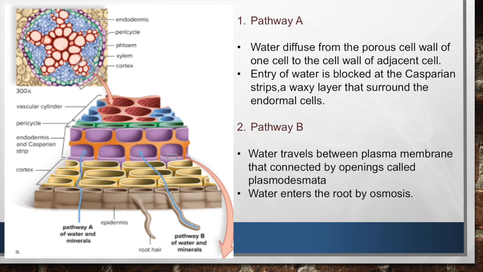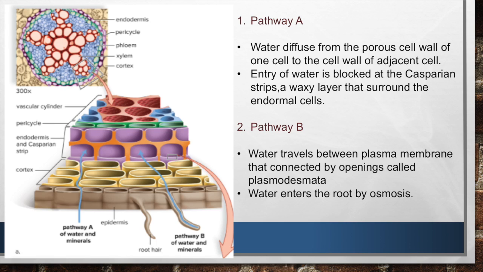So, there are two main ways that water and dissolved minerals can enter a root. I will show you the figure that we've prepared in our slide. So in pathway A, water weaves its way in between the cells, diffusing from the porous cell wall to one adjacent cell. Entry of water past the cell wall is blocked at the Casparian strips, which is a waxy layer that surrounds the endodermal cells. And here, the water is forced to enter endodermal cells through the plasma membrane.